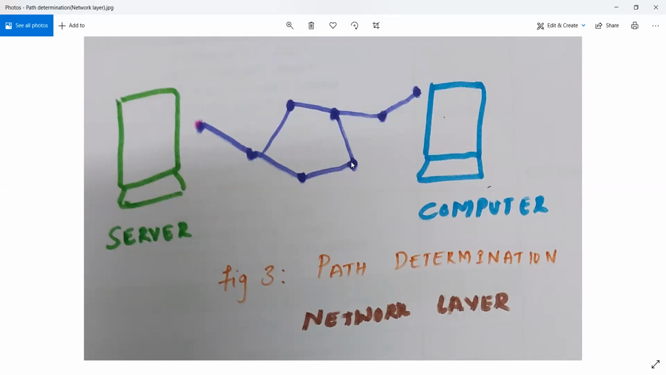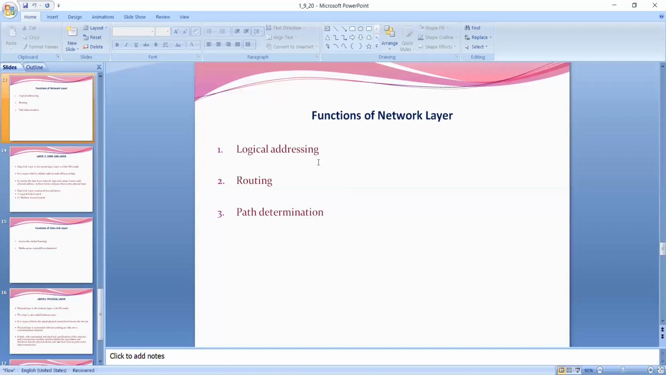Logical addressing means adding the IP addresses of the sender and receiver to the segment, and then it becomes a packet. Routing is the method of transmitting packets from source to destination by means of IP address plus masking, and path determination is choosing the best way for data delivery. In the transport layer, the data is in the form of segments. In the network layer, the data is in the form of packets.